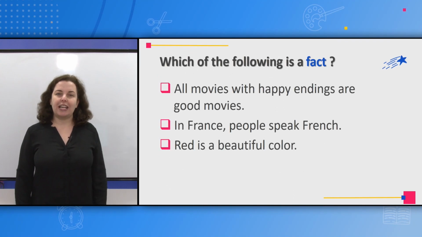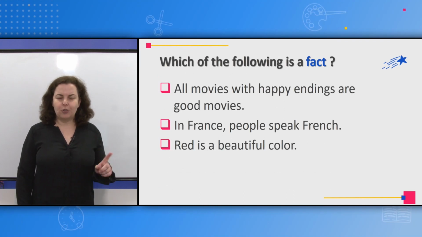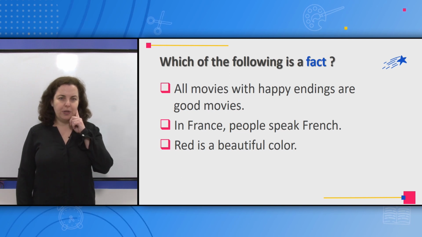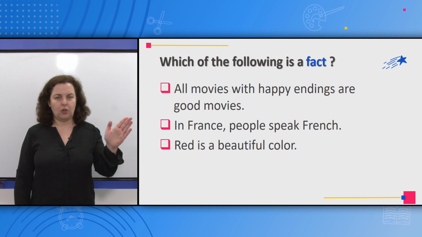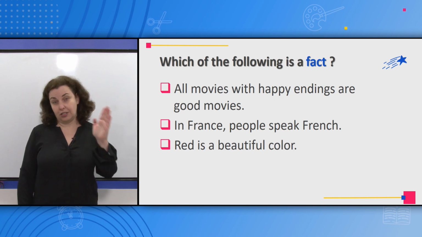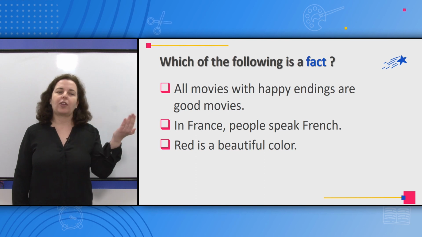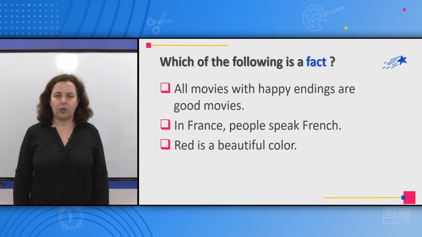Which of the following is a fact? Let's read these 3 sentences. Think of you remember we talked about facts and opinions? A fact is a statement that is normally the truth. And an opinion is what you think. Fact. Let's look at the 3 sentences.